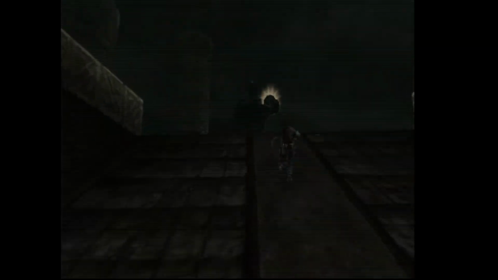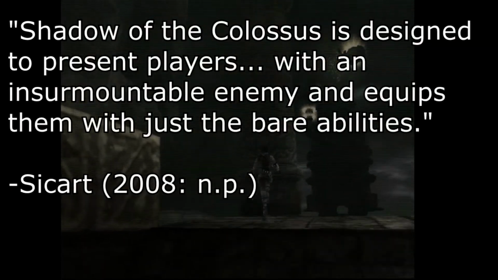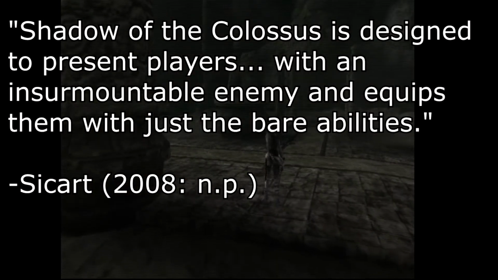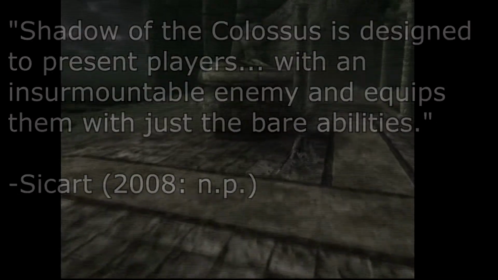As Sicart describes in his essay, Shadow of the Colossus is designed to present players with an insurmountable enemy and equips them with just the bare abilities. And to achieve this, the game must produce its own non-diegetic acts.